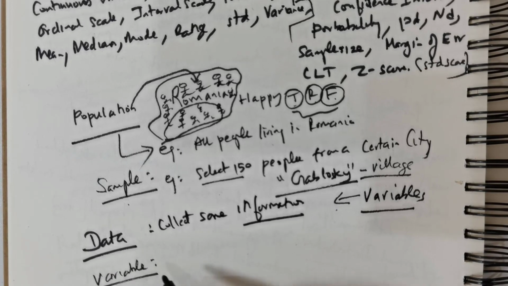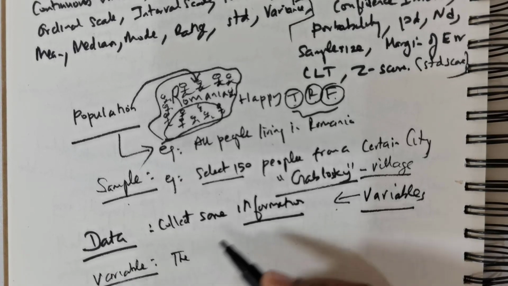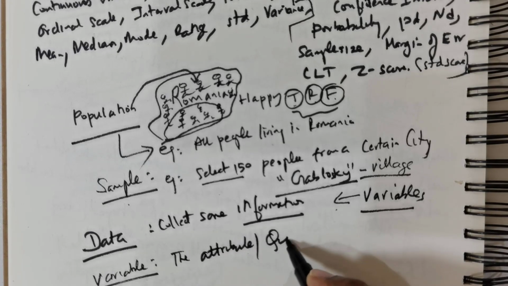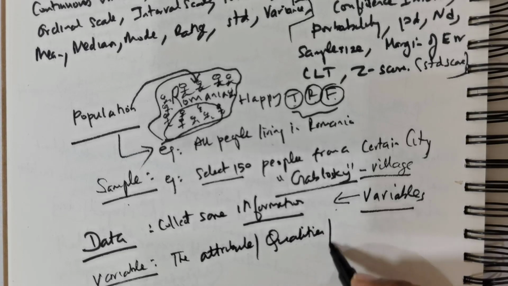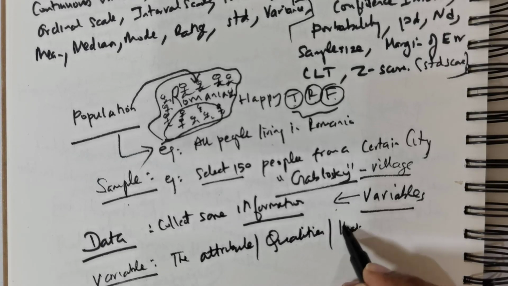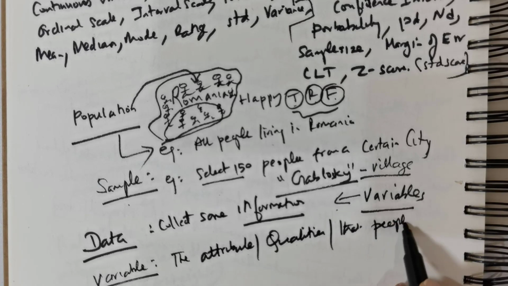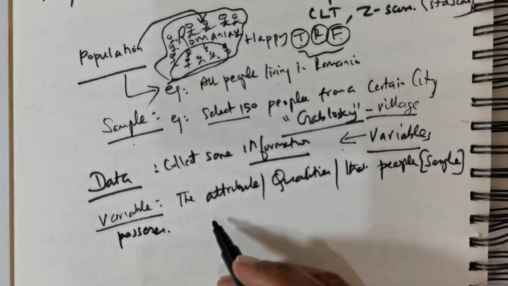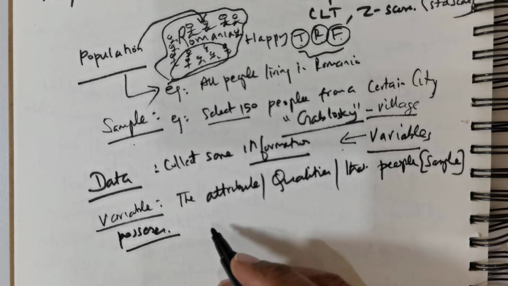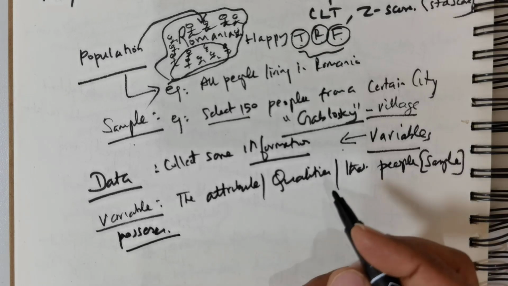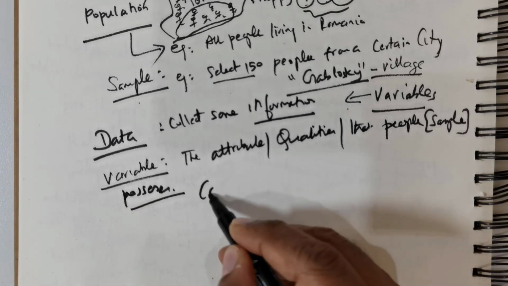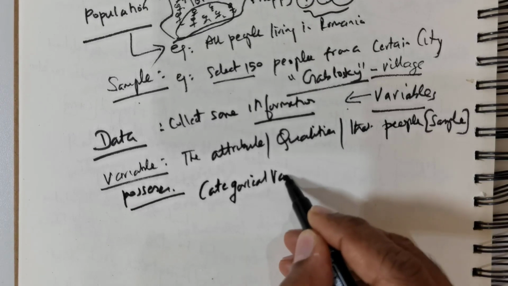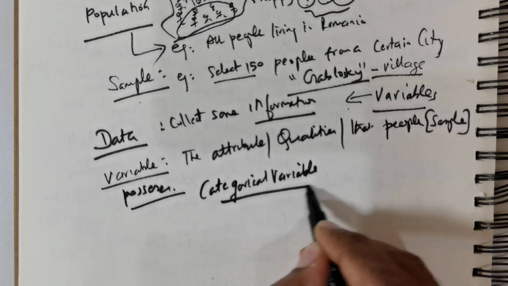Variables are nothing but attributes. You can use the word attribute. They can be qualities that people possess, that the sample possesses. Now as I mentioned to you, the variables are categorized into different categories. I already mentioned the first type of variable, and I already gave you this illustration: the categorical variable. I'm going to give you examples of this variable.